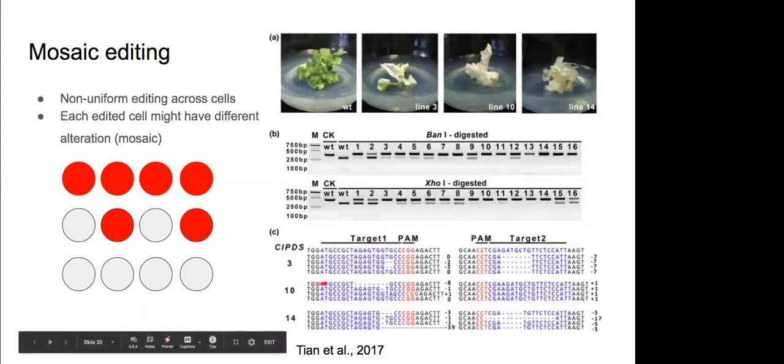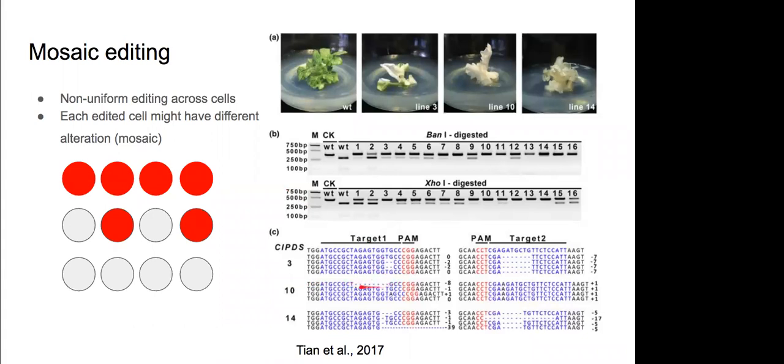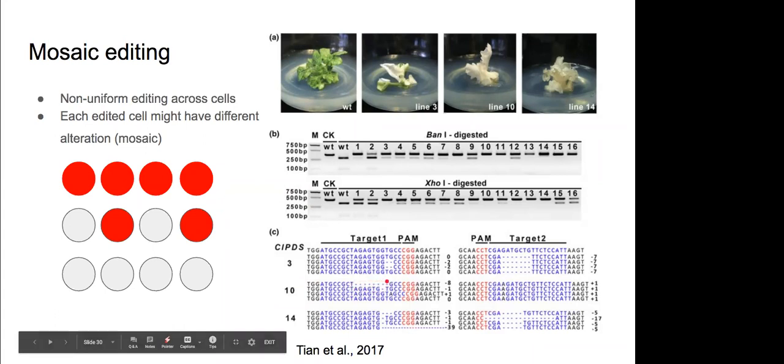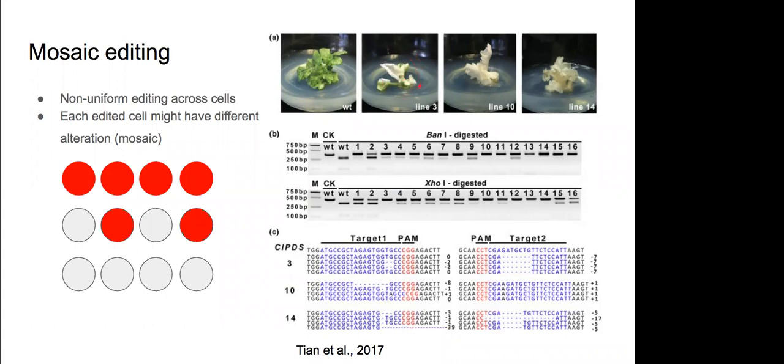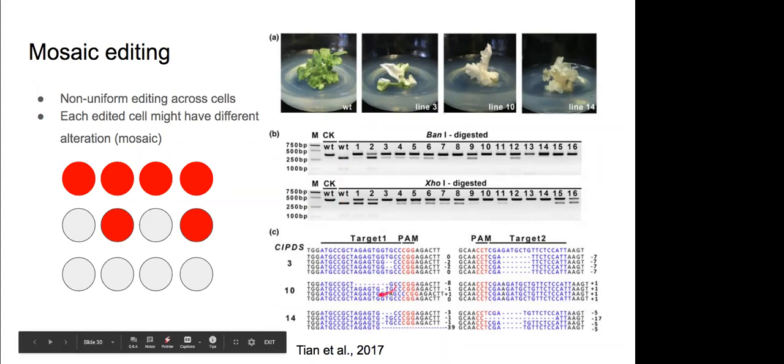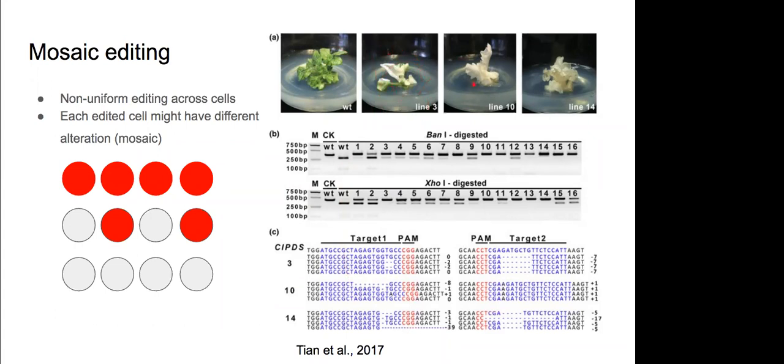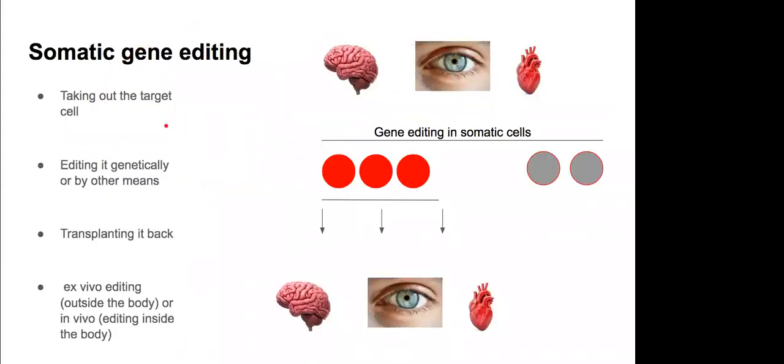For instance, let's say in this line 10, you want an allele with all these nucleotides missing, all these bases missing. You need to propagate these through several generations to acquire the same genetic change, giving rise to a pure phenotype, which is albino, as in this case. So, in somatic gene editing, you edit taking the target cell, and you edit its genes and then transplant it back where these cells grow.